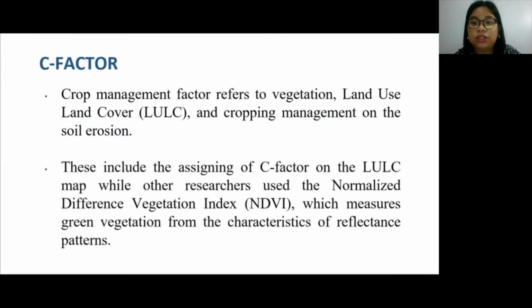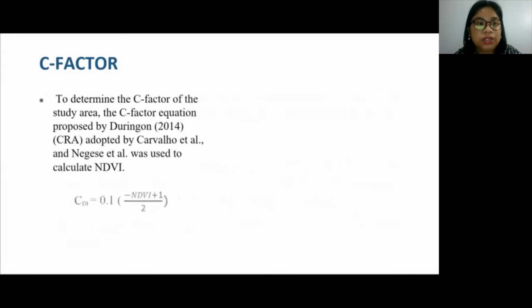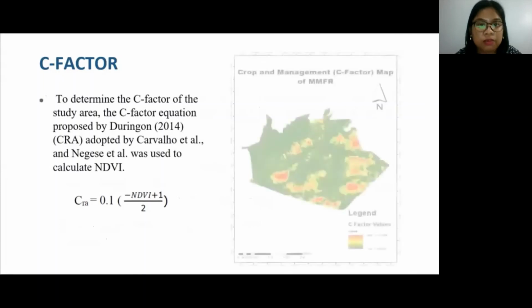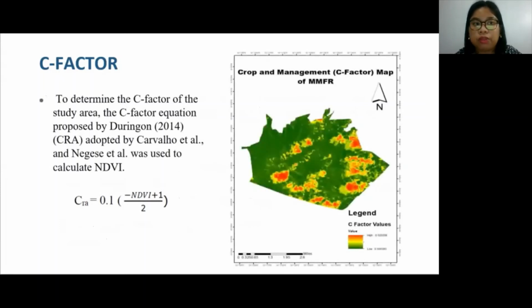Negative values are for the water bodies, in contrast to higher values for the green vegetation. I used NDVI in the computation of the C factor using this formula. This formula was used in various studies, specifically for tropical countries. So this is the C factor map of the MMFR.